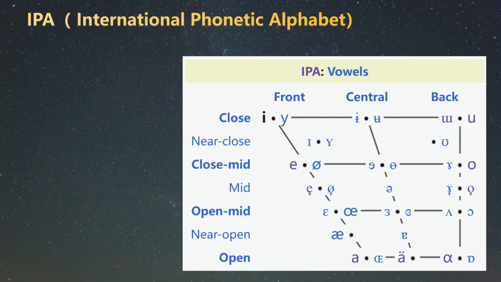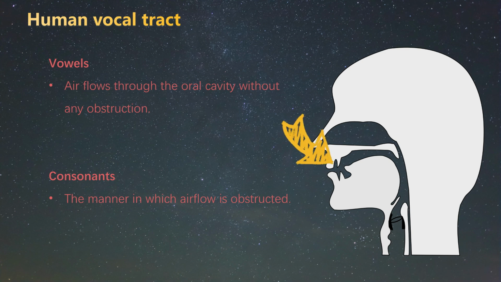Therefore, IPA can represent not only English but also the pronunciations of nearly all languages, such as Japanese and French, among others. Trust me, if you want to achieve accurate pronunciation, you really need to master this tool called IPA. First, let's take a look at a cross-section of the human vocal apparatus. When you produce sounds, if the airflow passes through the mouth without any obstruction, the sounds produced are called vowels.